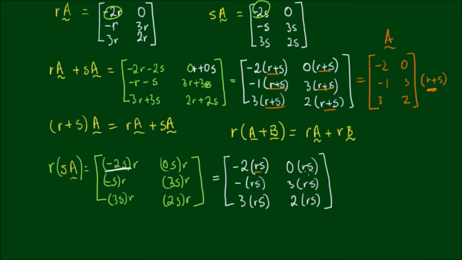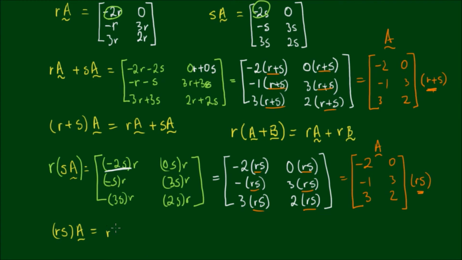And again I can treat what's common for each of these elements as an outside multiplier. So again we're left with just the matrix A, multiplied by the scalar r times s. So what we have shown here is that associativity also holds true for the multiplication of 2 or more scalars.